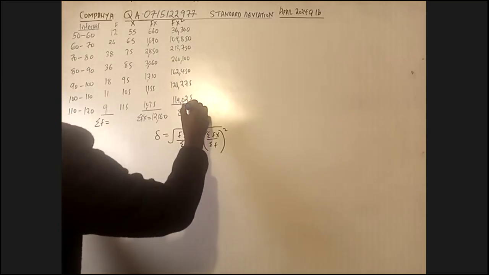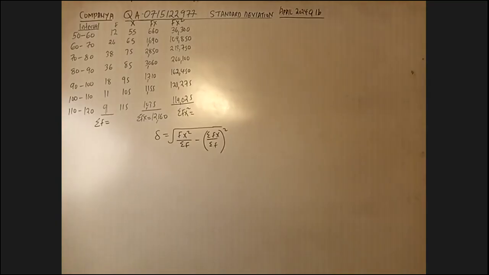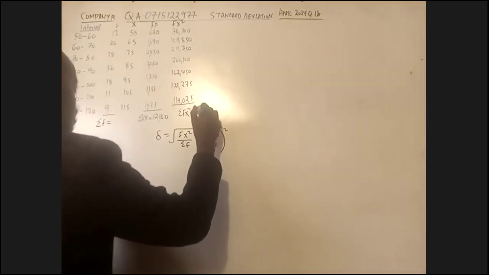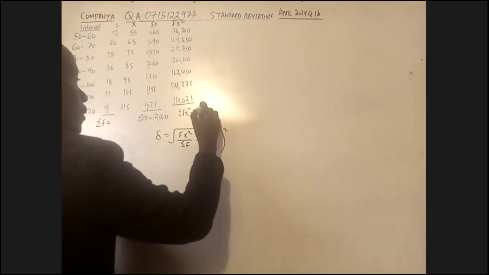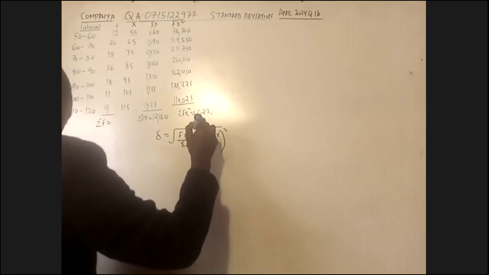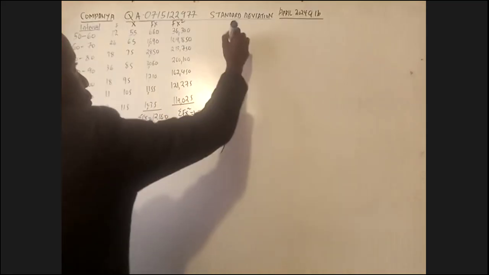Summation of fx squared: 36,300 plus 109,850 plus 213,750 plus 260,100 plus 162,450 plus 121,275 plus 119,025. We get 1,022,750. Let us use our formula here.